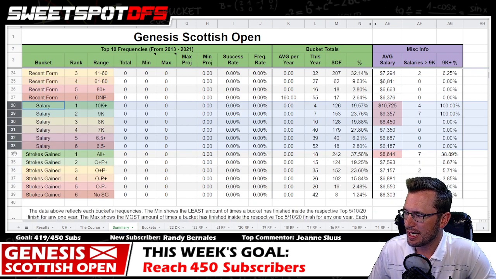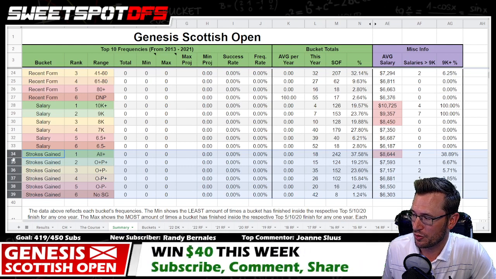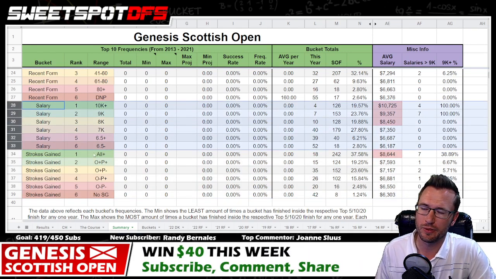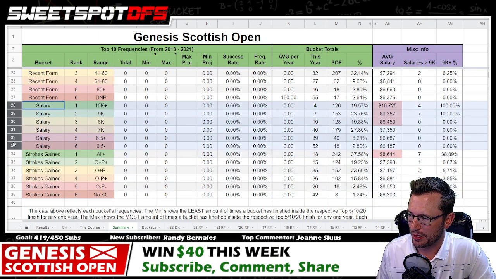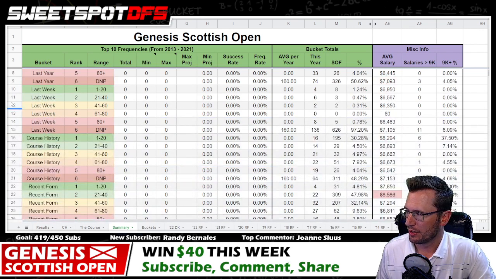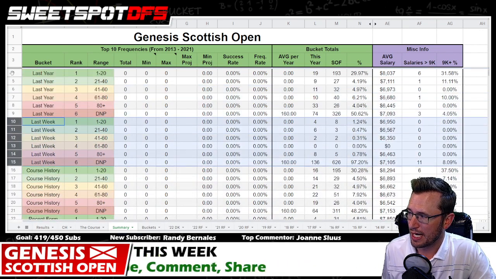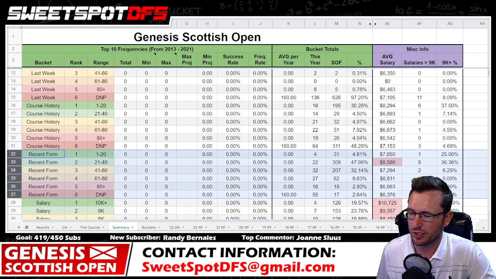And then strokes gained stats, again, I don't have lead-in data for any Scottish Open in the past, so I can't use these also. So strokes gained data, out the window. Strokes gained buckets, out the window. Salary buckets, out the window. Last week's stats, out the window. We can use last year's stats. We can use course history stats, or course history buckets. And we can use recent form buckets.